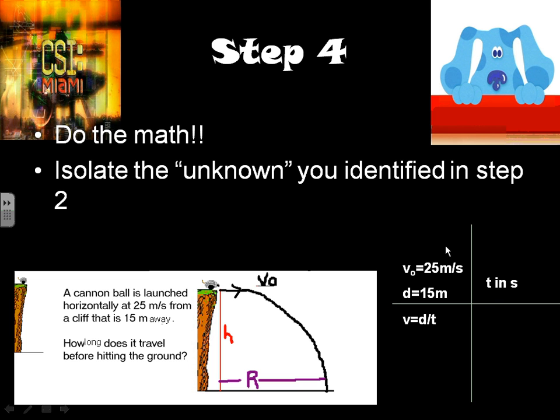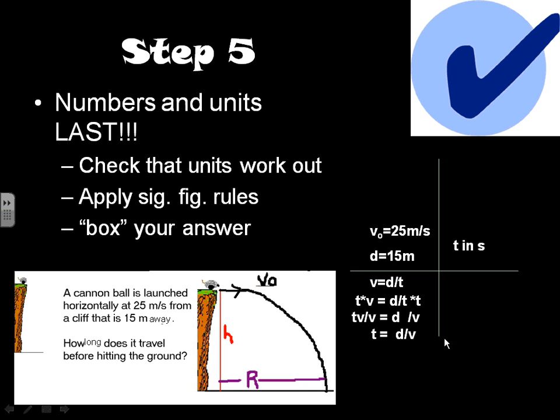So let me just go ahead and do the algebra steps. I'm going to multiply each side by t, divide each side by v. Finally, I get my t isolated.